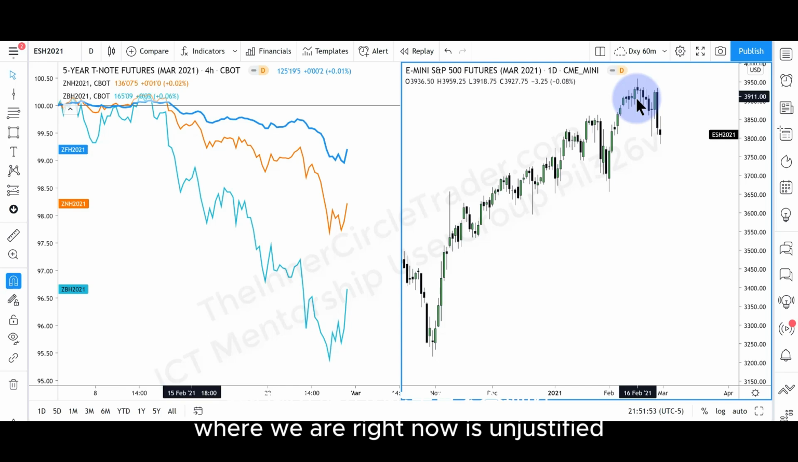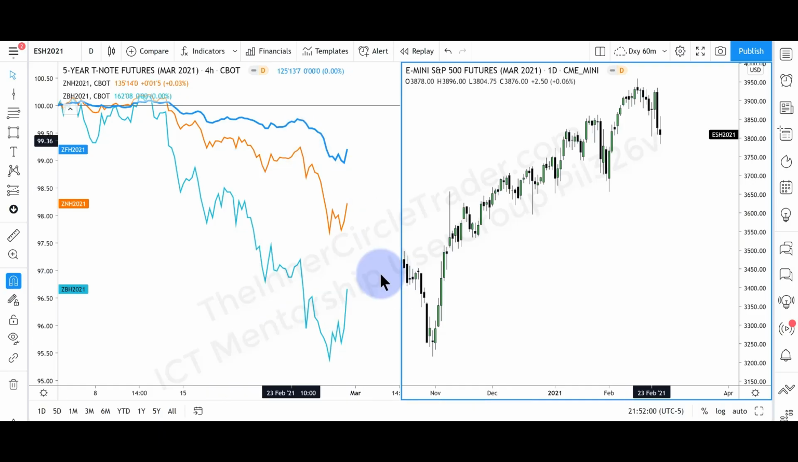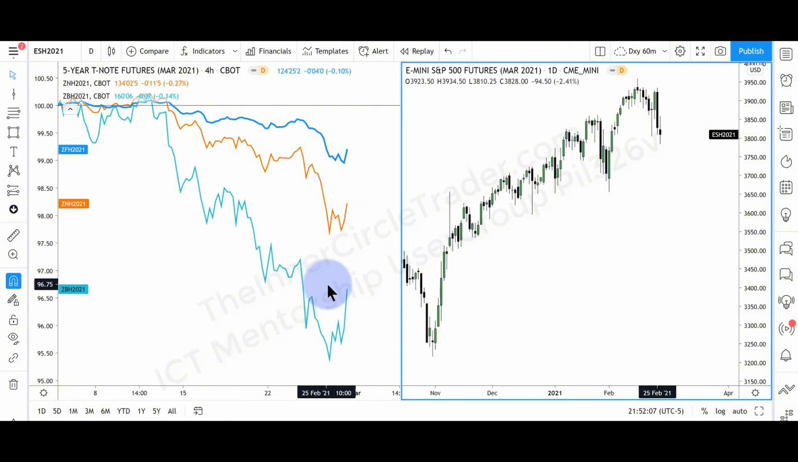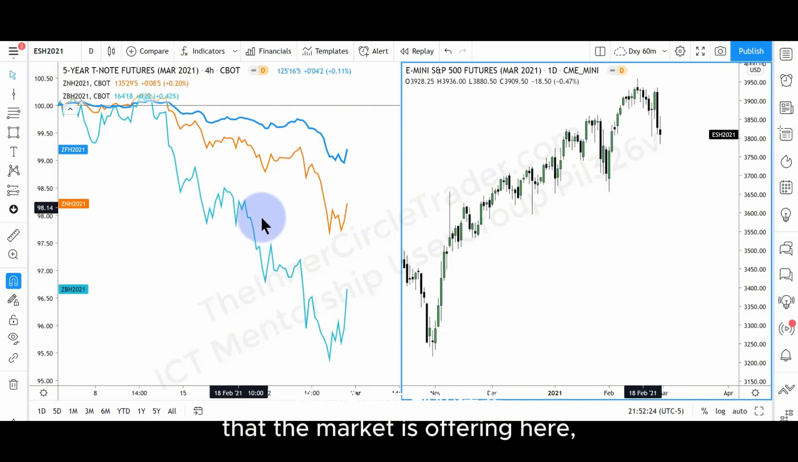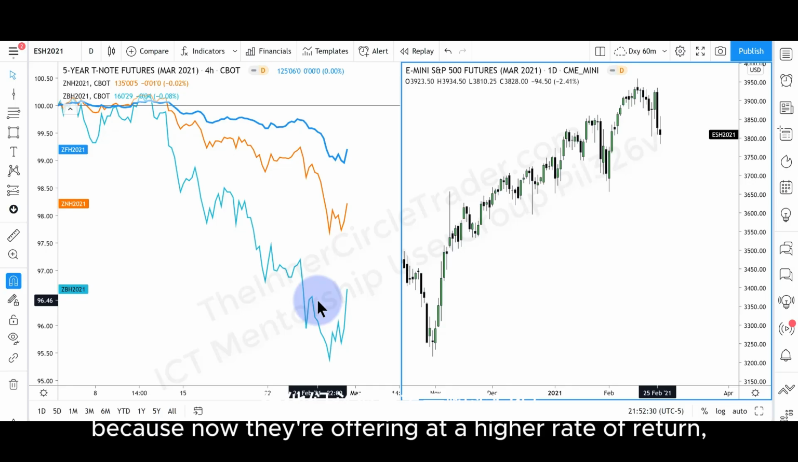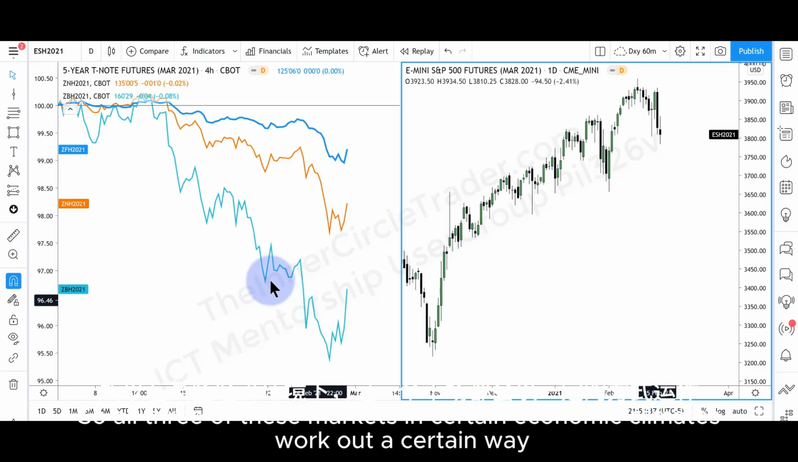Where we are right now is unjustified in equities. And that's going to be seen with this market over here. It's already showing you that the market's having a higher interest rate. Like interest rates are going up. So if interest rates are going up, what does that mean for the dollar? Well, it's attractive. So to eventually get those higher interest rates that the market is offering here, they'll buy those bonds because now they're offering a higher rate of return, but they have to buy them with US dollars, and the US dollar has rallied. So all three of these markets in certain economic climates work out a certain way.